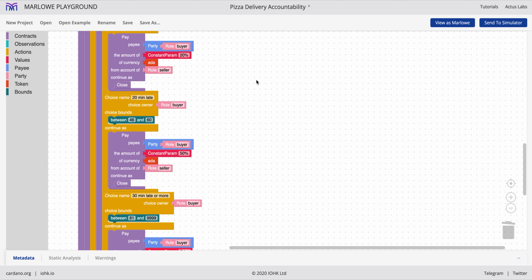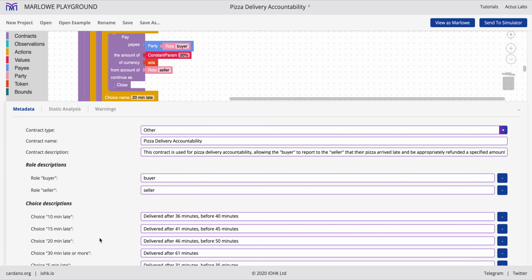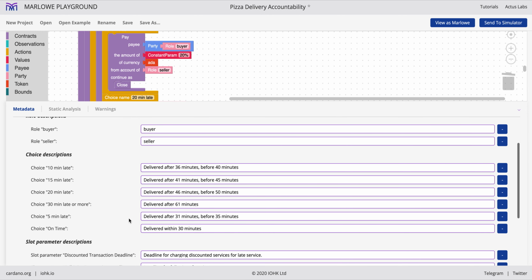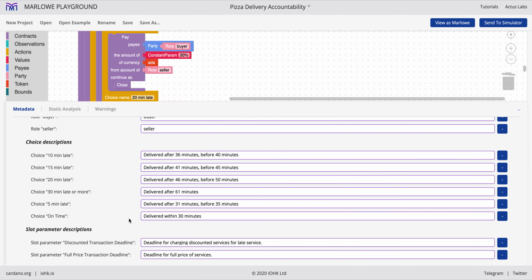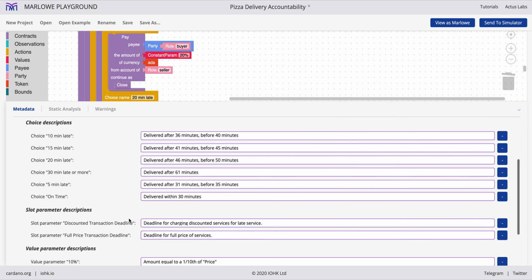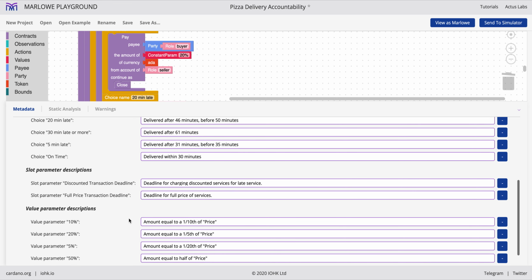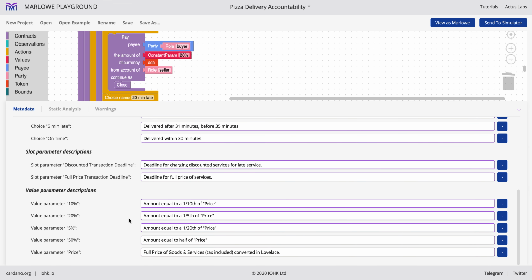Nothing much. It would probably be worthwhile to just take a quick look at the metadata. We also posted a copy of this up on our GitHub if you'd like to take a look at it further. But here is just a quick look at what we've set up here. We just defined some choice descriptions, defined our slot parameters, our value parameters, etc.